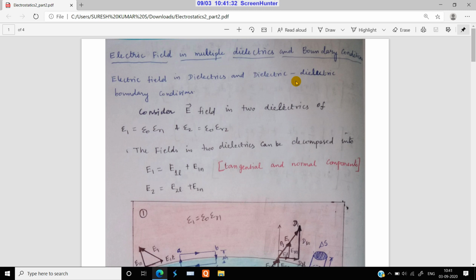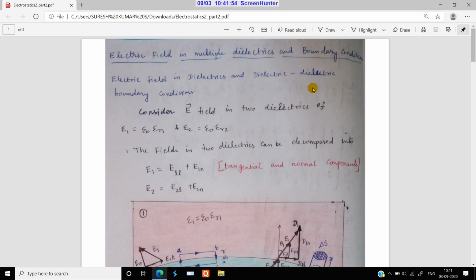So, in order to make the electric field travel in the multiple mediums, we need to have some boundary conditions that should be met in order to travel that particular electric field across the multiple mediums.